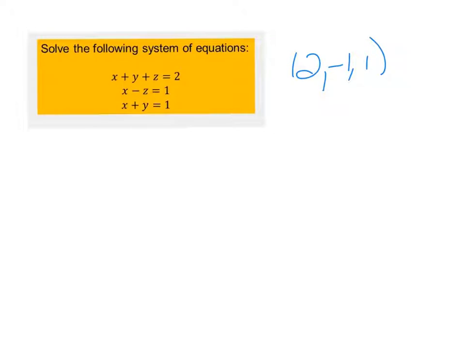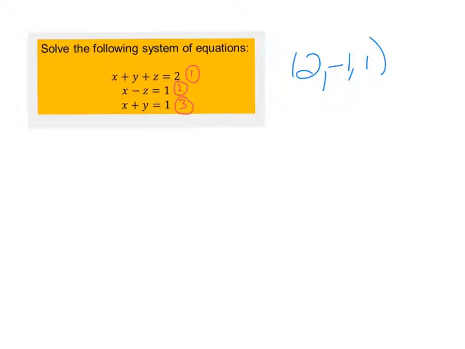Now that I've found my solution of 2, negative 1, and 1, my last and most important step is to substitute them into each equation to verify that they satisfy each equation. Because if they don't, then they're not the solution. And you need to go back and redo that solution.